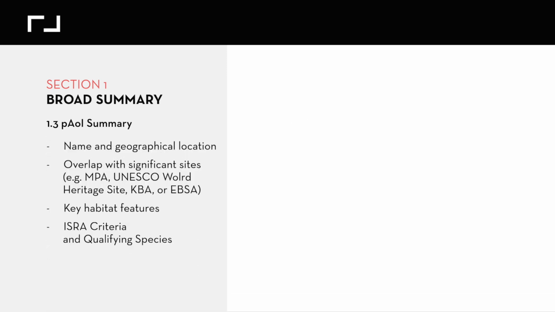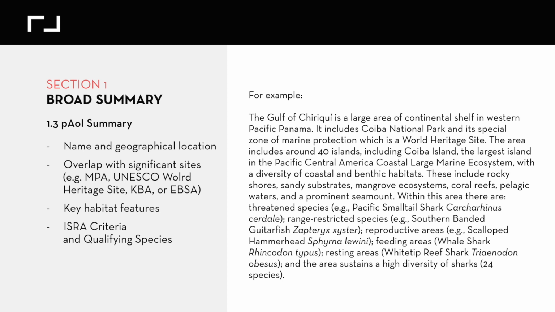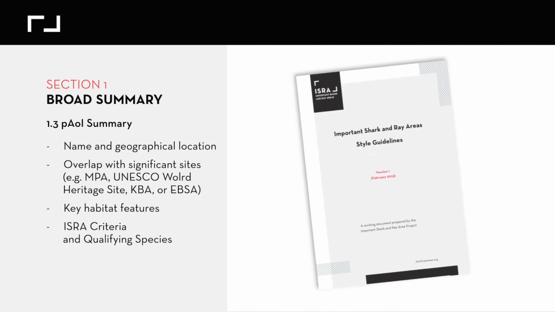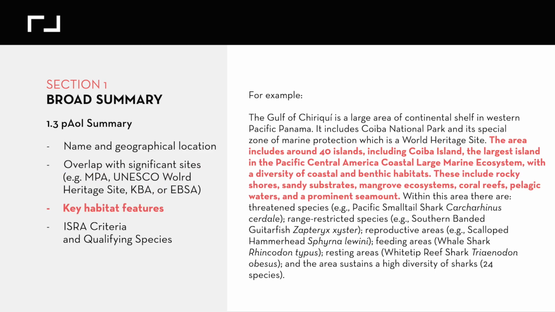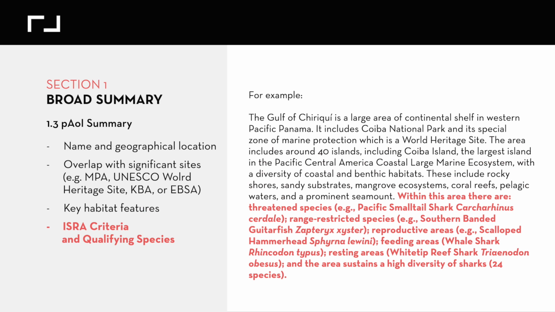In section 1.3, you will need to provide a summary of the area proposed. This is a maximum 200-word abstract style text. For consistency across all ISRAs, the text must follow the sentence structure indicated in the ISRA style guide. The summary provides the name and geographical location of the area, any overlap between the area with other significant sites, an overview of key habitat features, and a summary of the ISRA criteria met with examples of qualifying species.